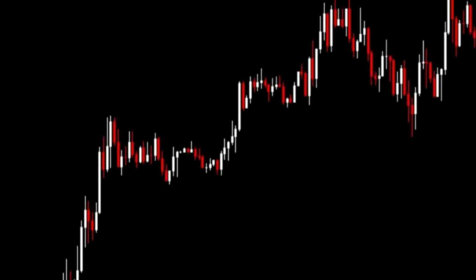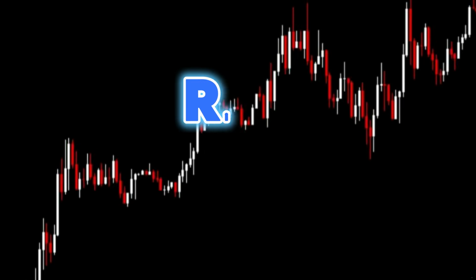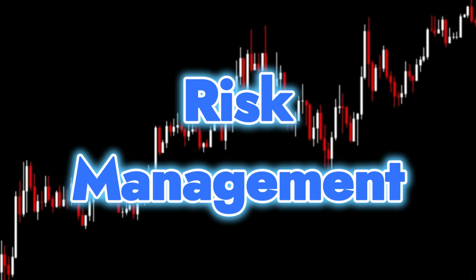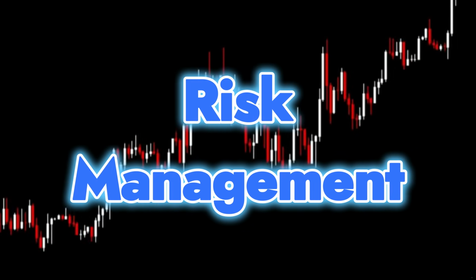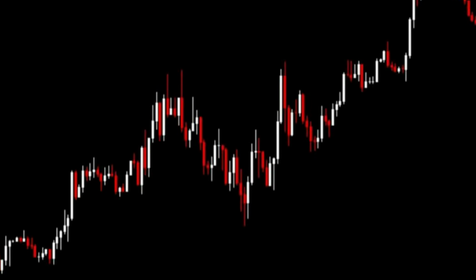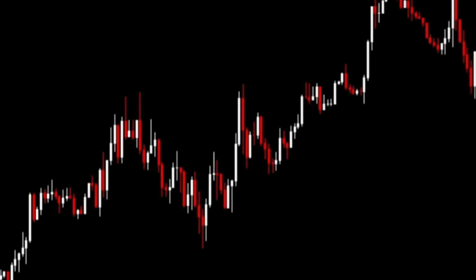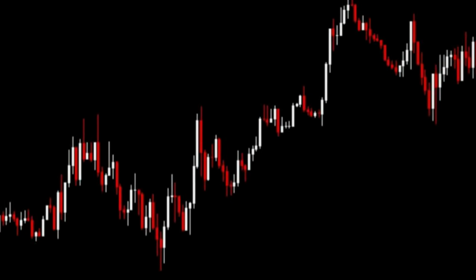Now that you know this specific setup, I have to say it, risk management is absolutely key in trading. Markets are constantly changing, and what worked in the past may not always work in the future. That's why it is important to keep updating your trading system.